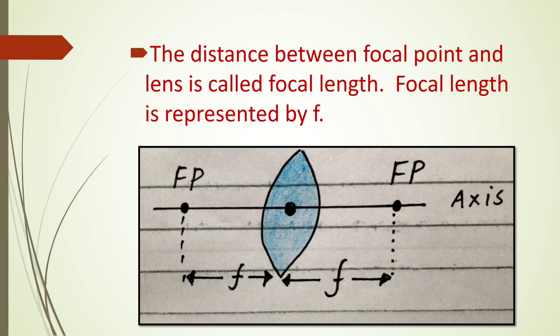Let us talk about the focal length, which is a very important parameter of the spherical lens. The distance between the center of the spherical lens and the focal point is known as focal length. This focal length is represented by small f.